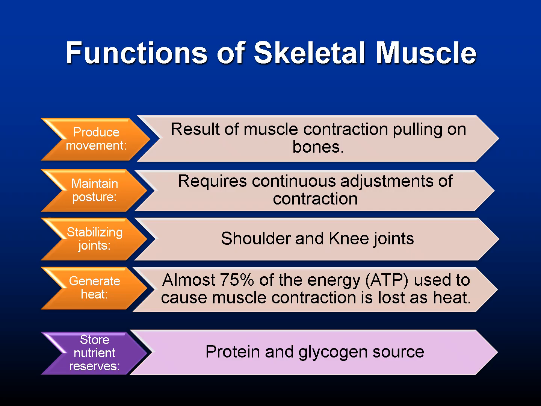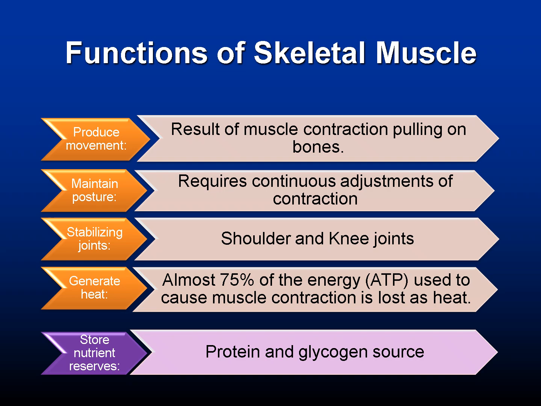Muscles generate heat when they contract. We all have experienced this when we walk vigorously, jog, climb stairs, lift weights, etc. In fact, almost 75% of the ATP used to perform muscle contraction is lost as heat. Shivering when you are cold results from tiny muscle contractions that don't produce effective movement but serve to warm the body.